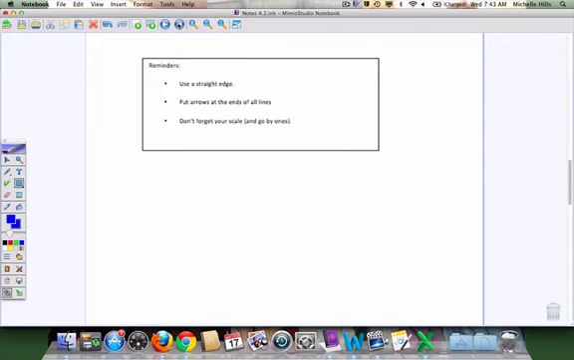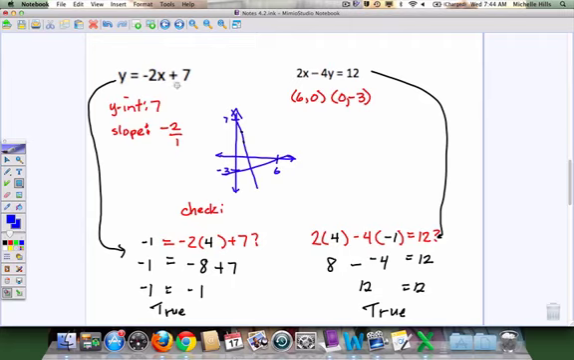Reminders on every graph: use a straight edge, which may or may not be a ruler. Put arrows at the ends of all lines, including the x and y axes, and don't forget your scale. You are able to go by ones on all of these graphs, so you're required to go by ones on all of these graphs. Now a quick look at my thought process for how I graphed these lines. And again, pause this video at any point if you want to look more carefully at any of these screens.